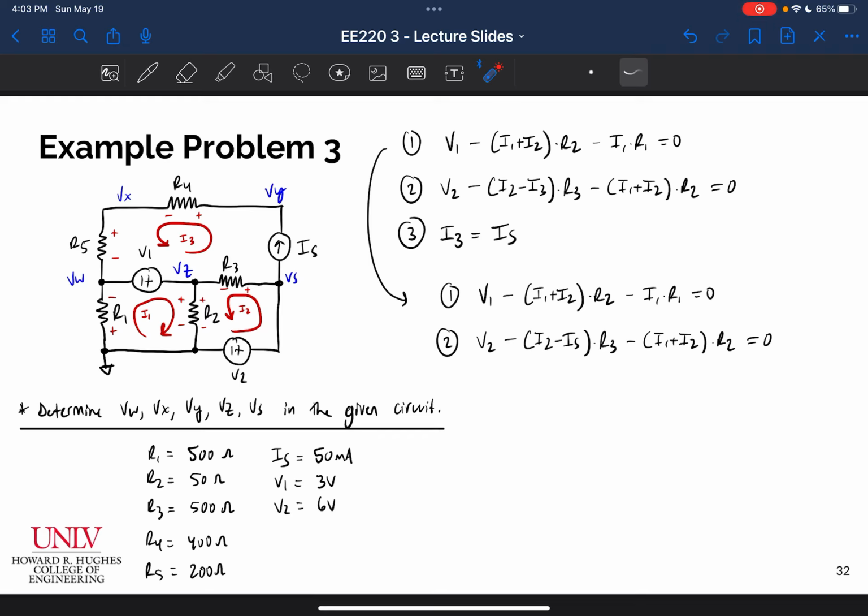Okay, so I'm going to go ahead and end this video right here. Now that it's set up, I'm going to do the algebra in the next video, carry out the substitution process, and then we'll go ahead and plug in values and solve for these voltages. All right, so I'm going to end the video here.